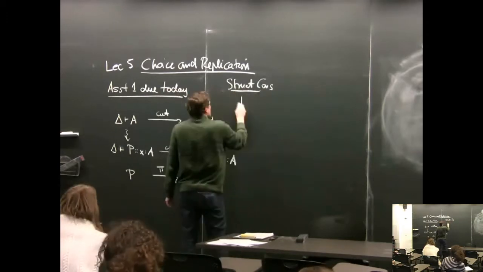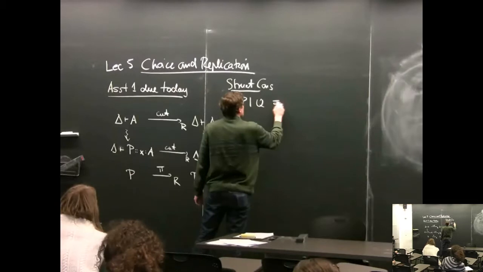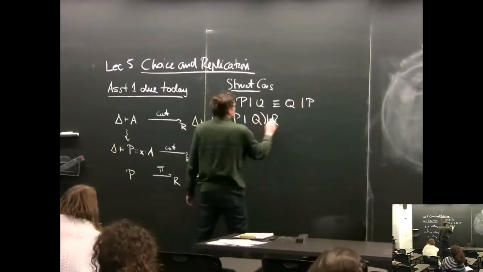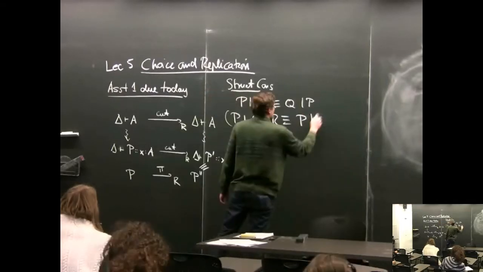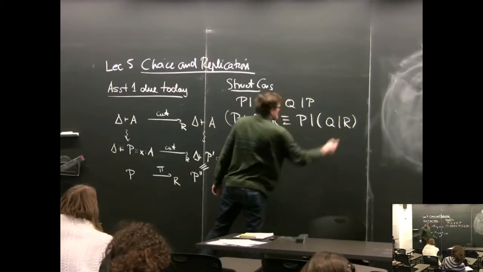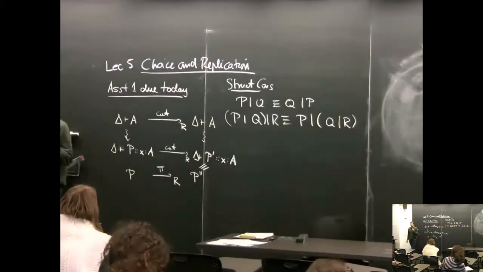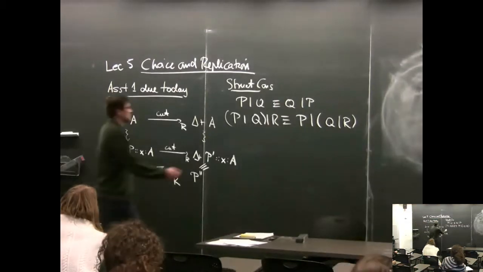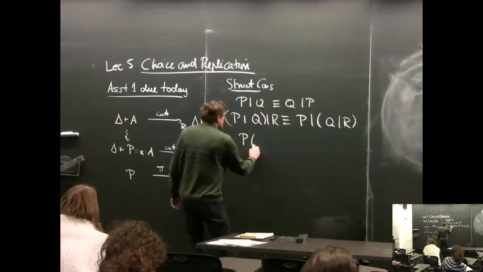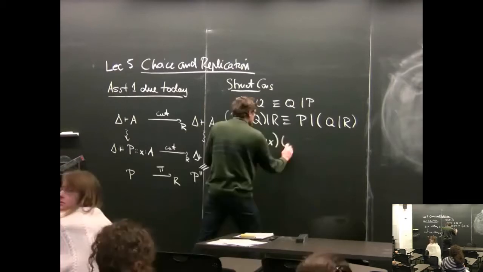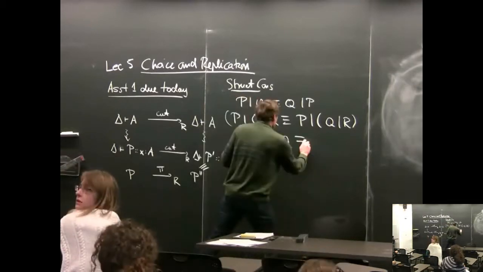So we had P parallel with Q equivalent to Q parallel with P, and P parallel (Q parallel R) is equivalent to (P parallel Q) parallel R. Okay, I might not have written all of these out, but there was another one that was a little bit trickier. Yeah, Anton? Scope extrusion, exactly. If you have P in parallel with a name restriction on Q, then you could pull that out.